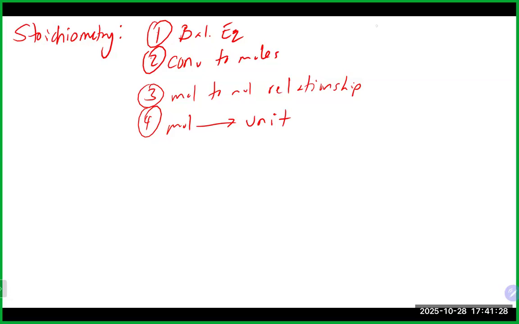We also talked about limiting reagents and excess reagents. And again, limiting reagents and excess reagents are important because in a reaction, there will always be some reactant that gets used up first, and that is your limiting reagent. And one that we have plenty of, you'll have some left over, is your excess reagent.